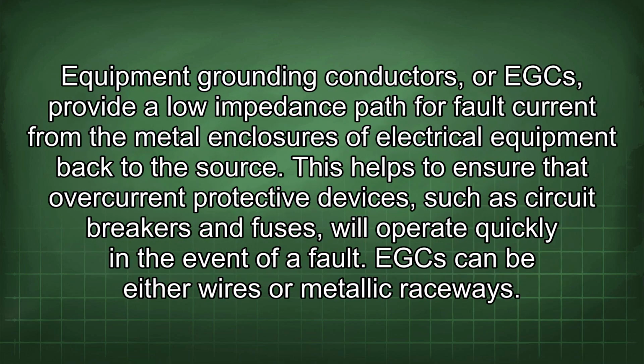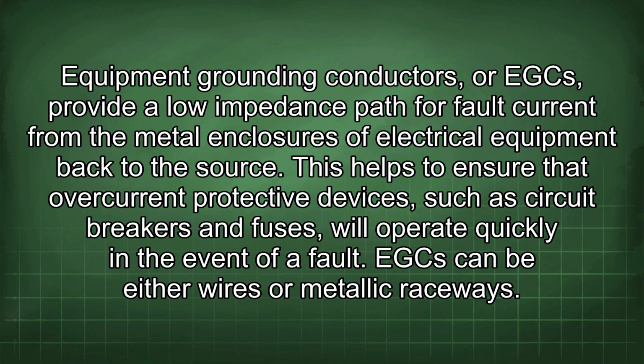Equipment grounding conductors, or EGCs, provide a low impedance path for fault current from the metal enclosures of electrical equipment back to the source. This helps to ensure that overcurrent protective devices, such as circuit breakers and fuses, will operate quickly in the event of a fault.